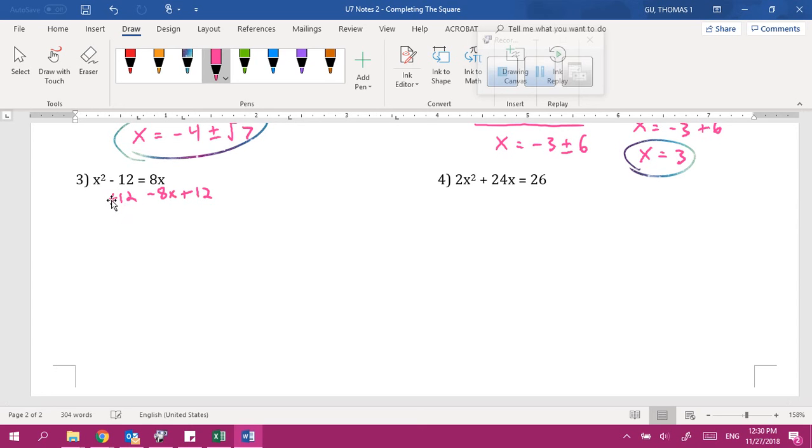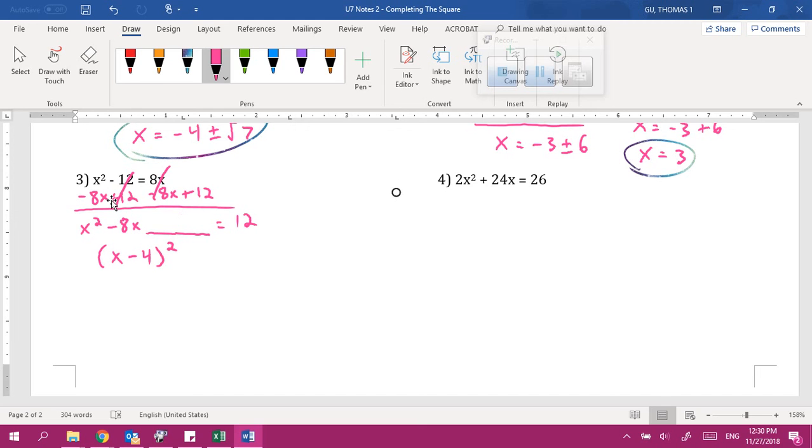So we need to get the x squared and the x term on the same side and get the numbers on the other side. So this time, we got to move two terms. Boom, boom. So what's my new equation? X squared minus 8x. That's right. Okay? And so now we're going to complete the square. So what's my perfect square going to be? X minus 4 squared.